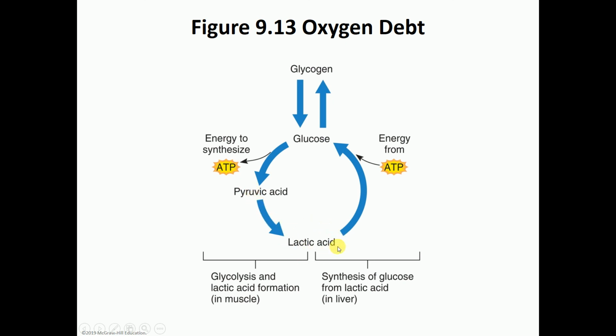Lactic acid will be removed from the muscles by the bloodstream and will go to the liver. The liver then will change that lactic acid back into glucose. Okay, and again, that needs a lot of oxygen. That oxygen that the liver borrowed is known as the oxygen debt.